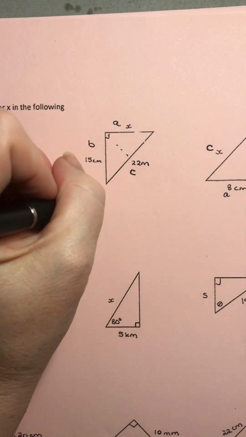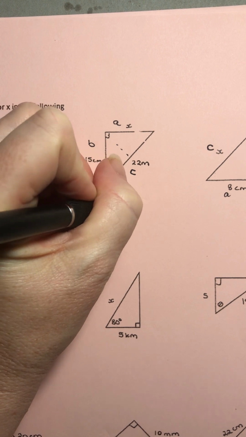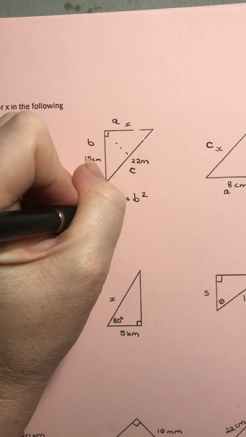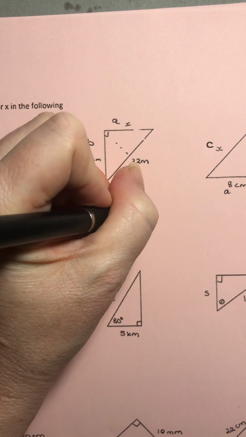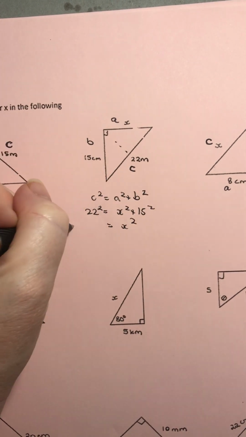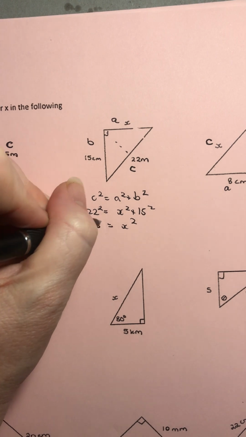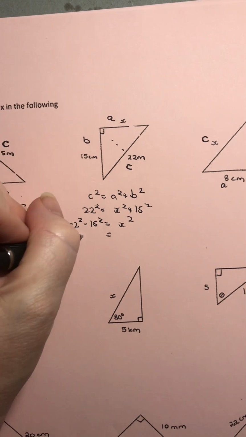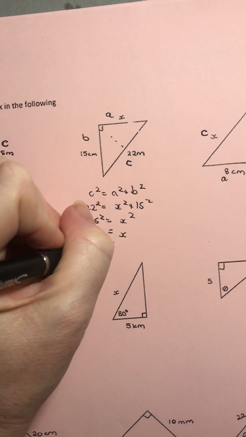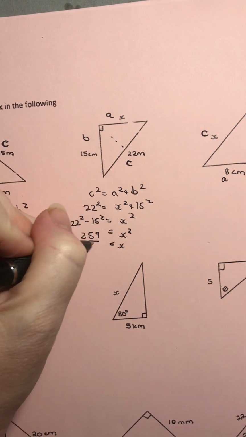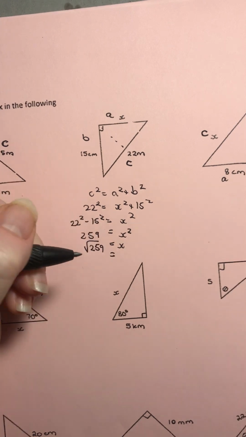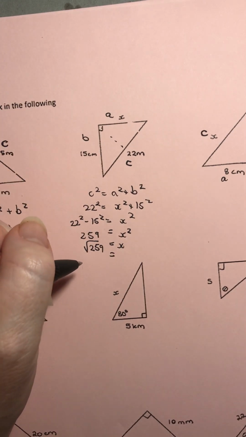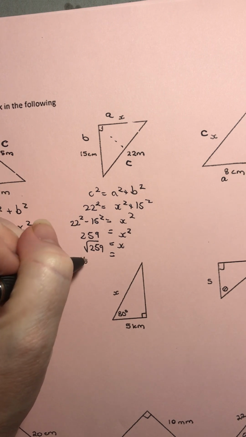Okay, on the next one, same thing again. C squared equals A squared plus B squared. 22 squared is equal to X squared plus 15 squared. To get my X squared, I'm going to do my 22 squared take 15 squared. So I'll do that on my calculator. And I get 259. So my X is going to be the square root of 259. And I get 16.09 as my answer there.